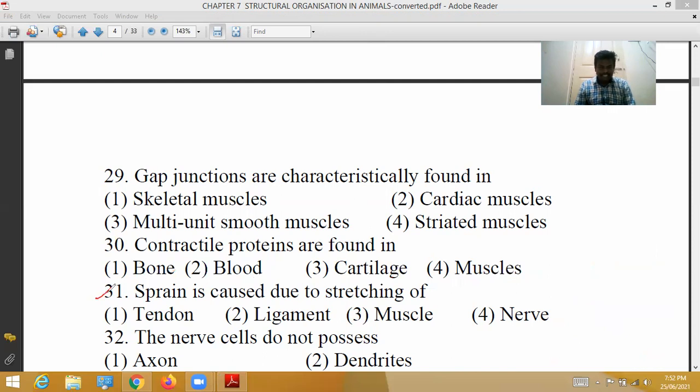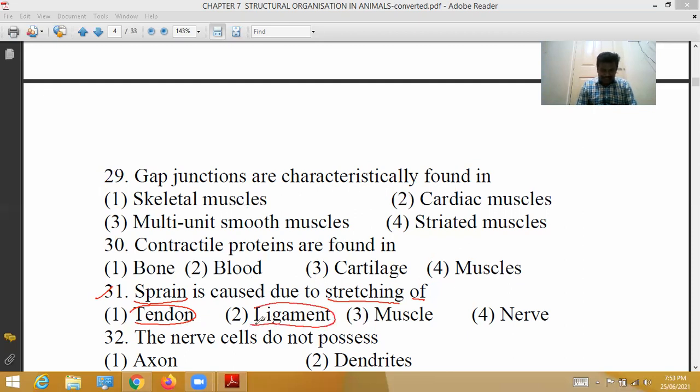Next, 31. Sprain means what? Swelling, but not dislocation. When we fall, at that moment suddenly we face swelling in different places. That is called sprain. So swelling is caused due to stretching of what? What can be stretched during sprain? Is it tendon? No. Tendons are not associated with the stretching of body parts. It's not a tendon.